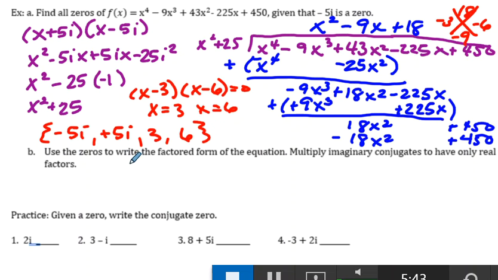It says to use the zeros to write the factored form of the equation. Multiply imaginary conjugates to have only real factors. So instead of using these imaginary factors, we're going to multiply those together, and we'll get x squared plus 25 as one of our factors. The other factors come from our zeros 3 and 6, and we can see that those factors are x minus 3 and x minus 6.